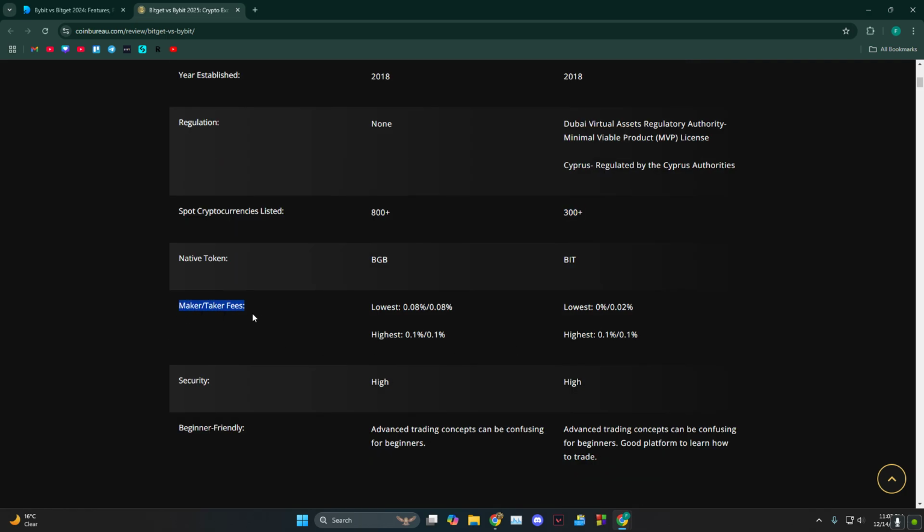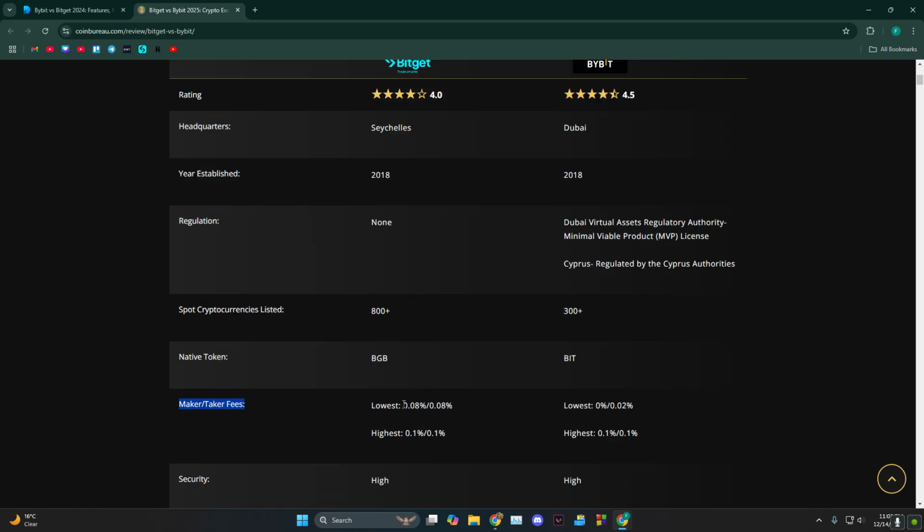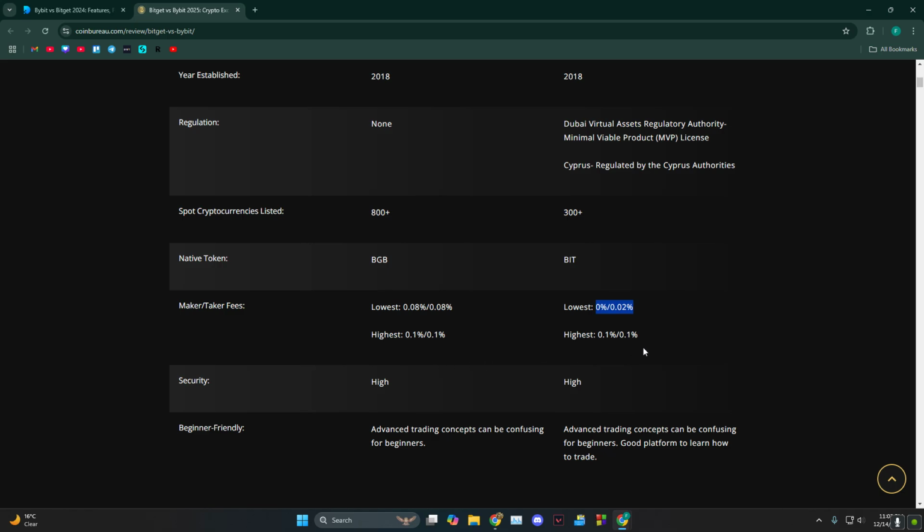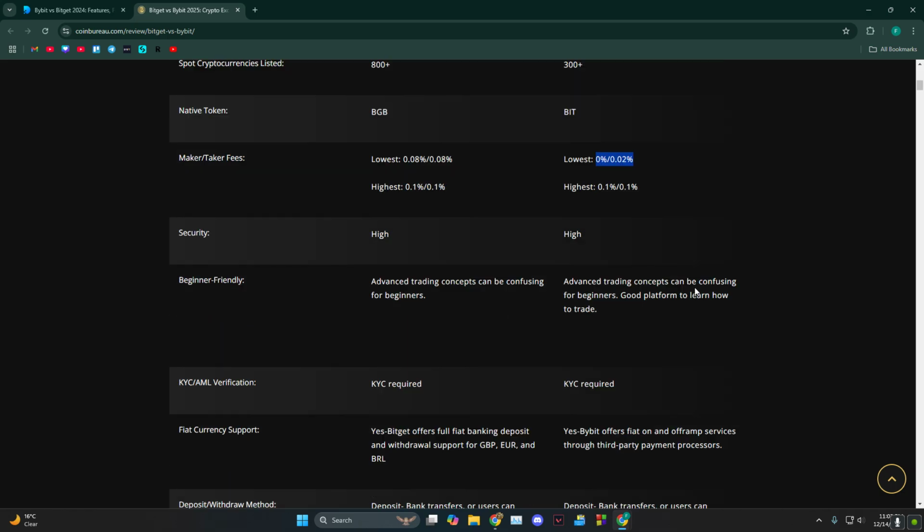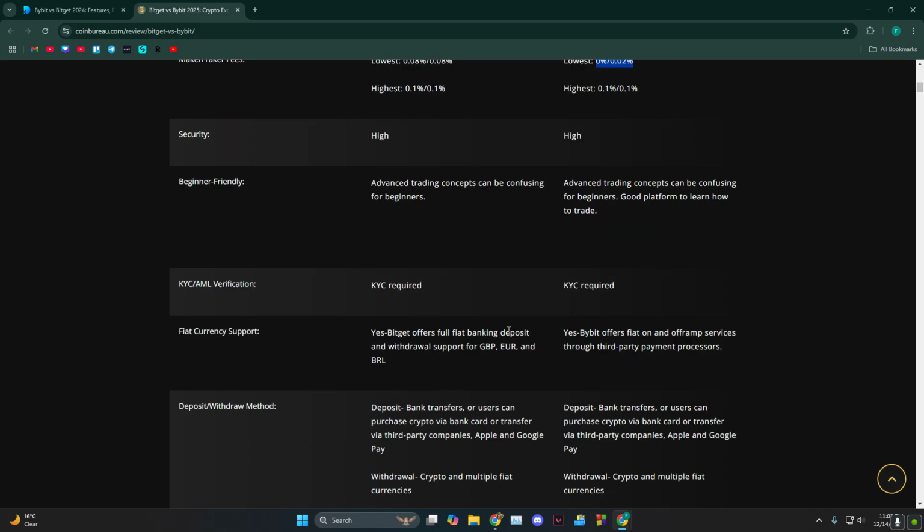And then maker or taker fees, as you can see, for Bitget the lowest is 0.08 by 0.08, and for Bybit it is 0% by 0.02, and the highest is the same for both of them. Security is high, beginner friendly. Both of them do need some time for a learning curve, but it's not that hard. KYC is required for both of them.